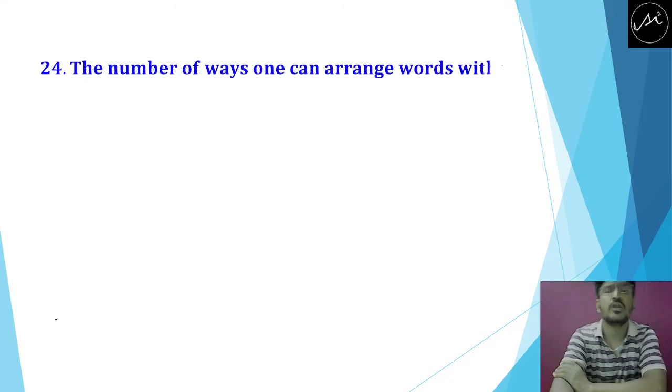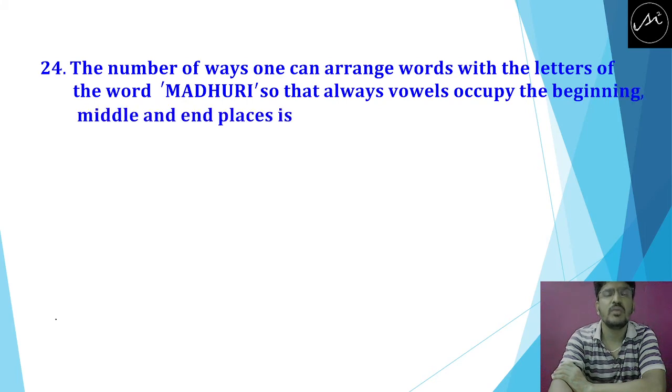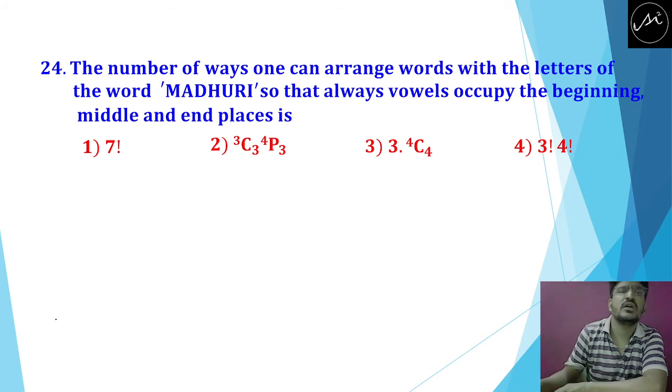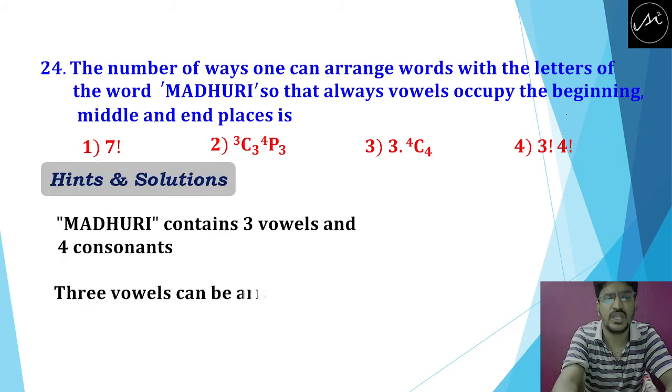Now we can go for problem number 24. The number of ways one can arrange the letters of the word Madurai so that always vowels occupy the beginning, middle and the end places is. That you can see, arrangement here.